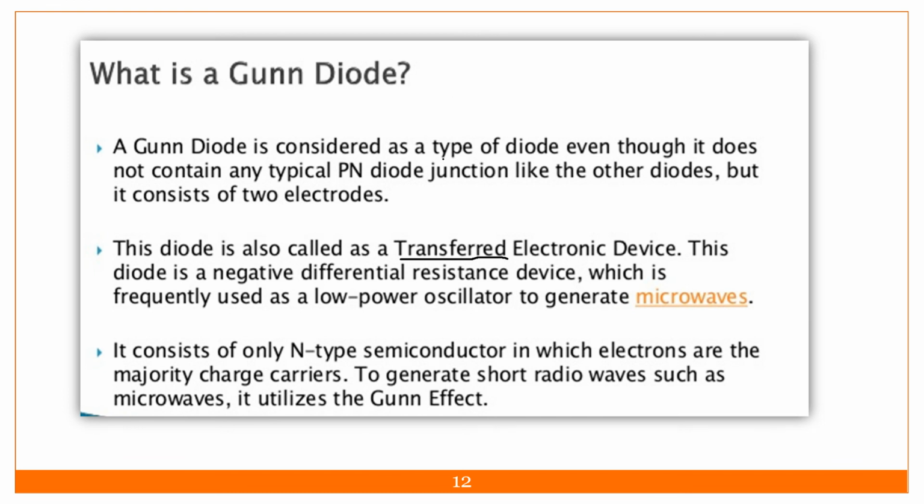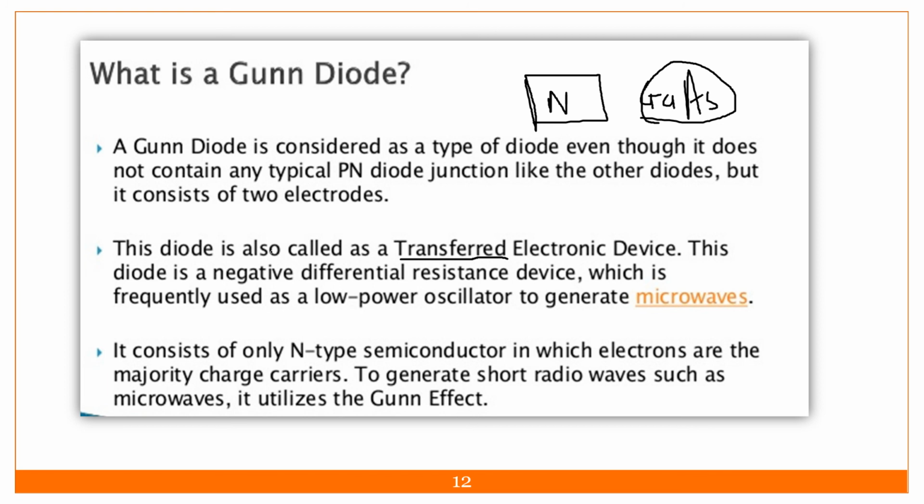So what exactly is a GUNN diode? It is like a normal diode, but a normal PN junction diode has two junctions, while in this diode you will find just one semiconductor, the N type material only. In this one we are using GaAs, gallium arsenide. So we are using GaAs over here.